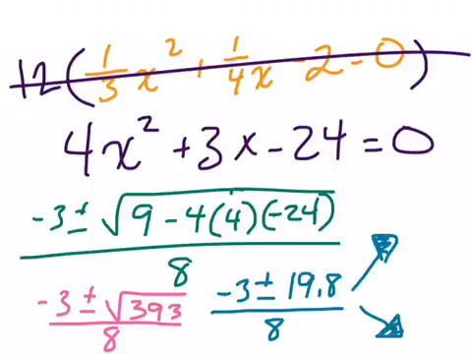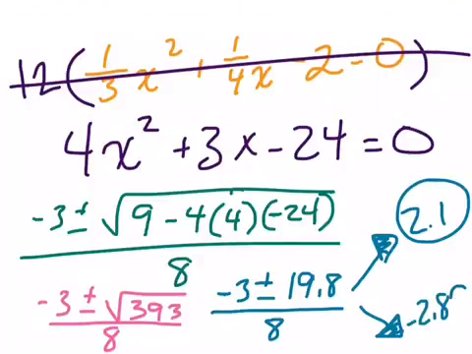Negative 3 plus 19.8 is 16.8 divided by 8 gives us 2.1. So there's one of our solutions. Now we'll find the other solution here. Negative 3 minus 19.8 is negative 22.8 divided by 8, negative 2.85. So there's our other solution.